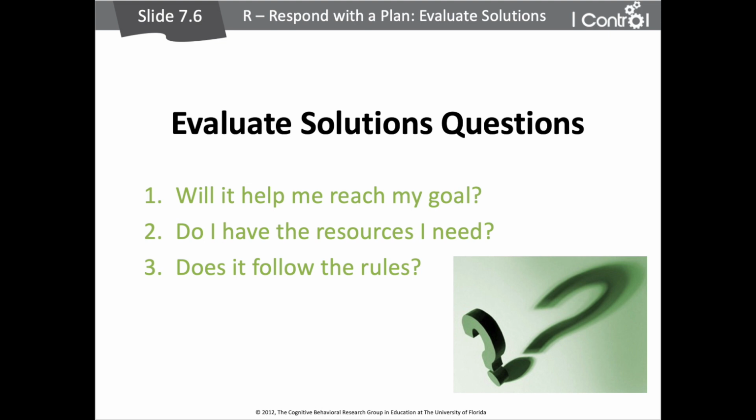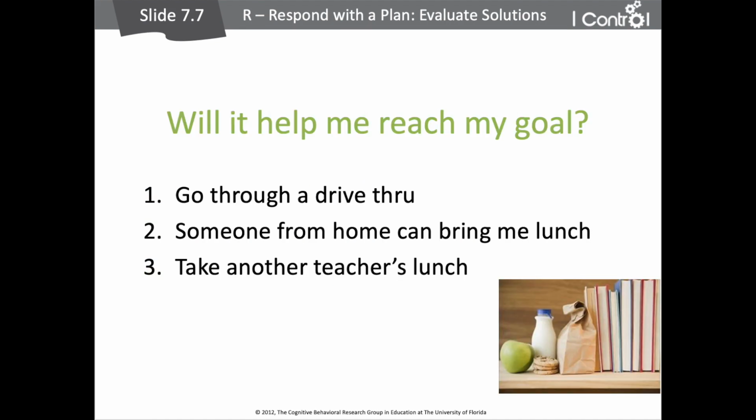Will it help me reach my goal? Do I have the resources I need? And does it follow the rules? Let's look at an example. There is no food in my house because I haven't had time to go grocery shopping, so I have nothing to pack for lunch.